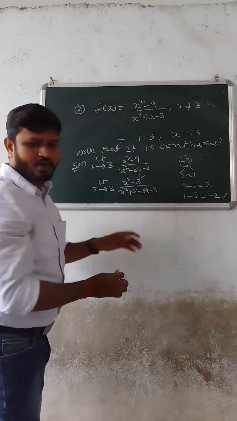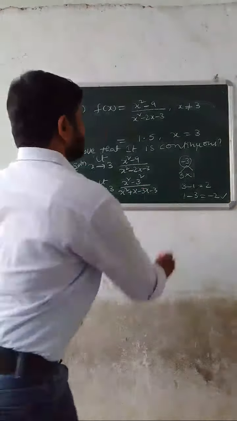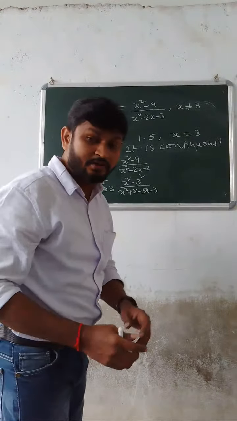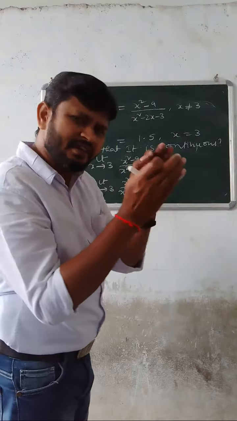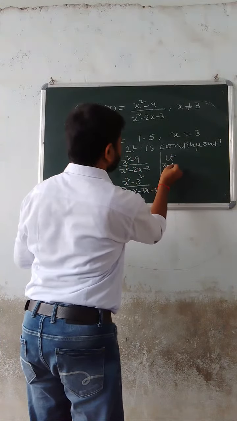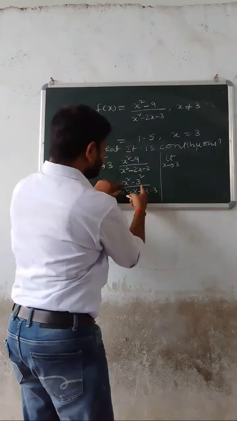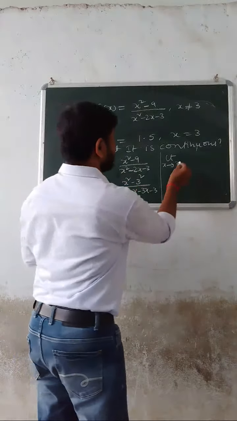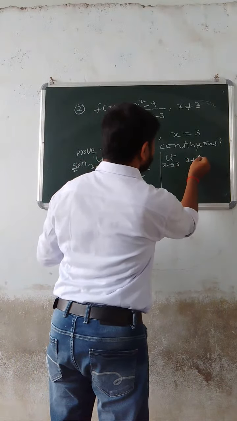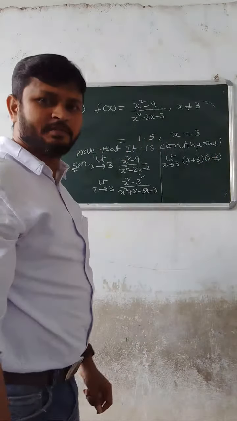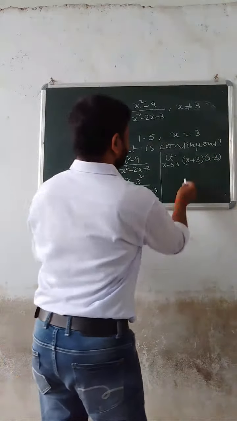Got it? Now please see this. I should complete as early as possible, and you can understand very well. This is the very easiest method. Now I will go for that. Limit x tends to 3. a square minus b square is what, students? a square minus b square is what? (a plus b) into (a minus b). (a plus b) into (a minus b).